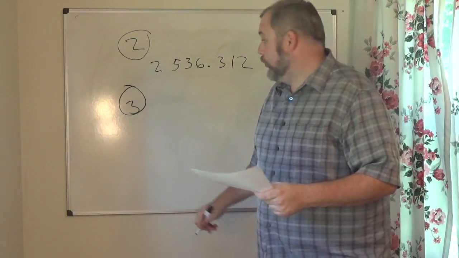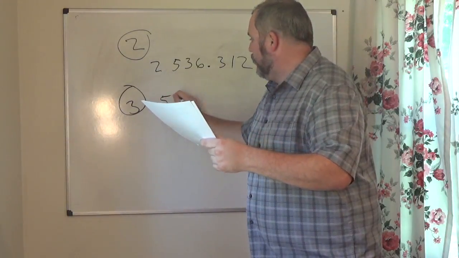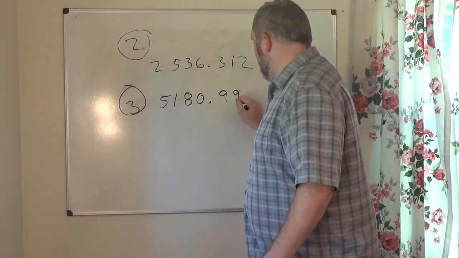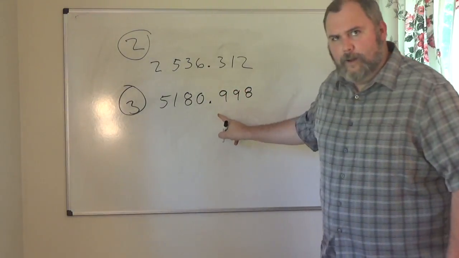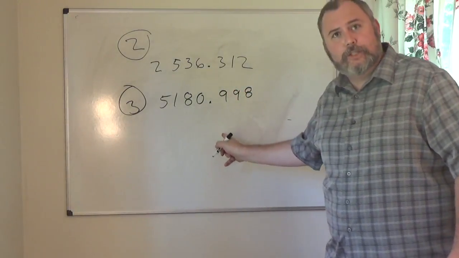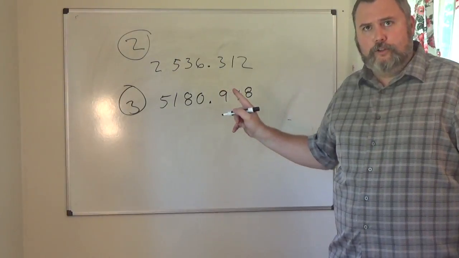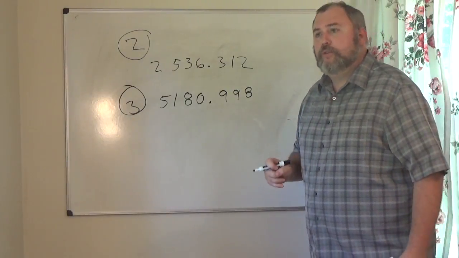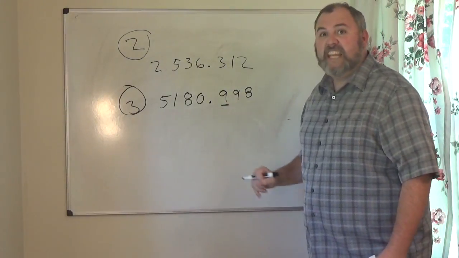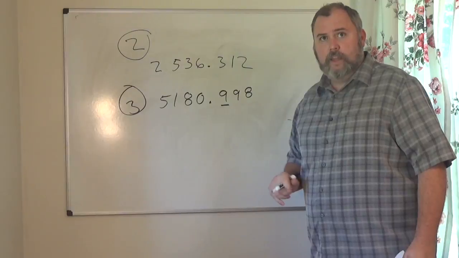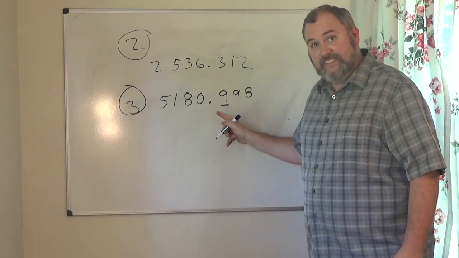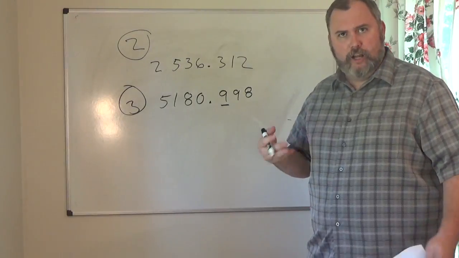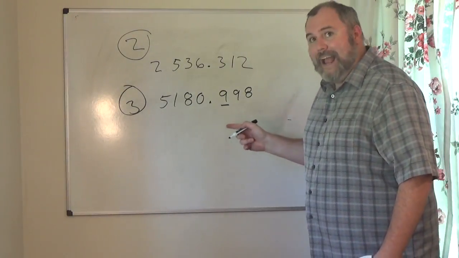Alright, so the second one that I gave you was 2536.312. The third one that I'm going to give you is 5180.998. Now, this one's tricky, and I'm going to show you why. I'm going to round to the nearest tenth. Okay? This 9 tells this 9 to go up. Well, how does 9 go up? It becomes a 10.